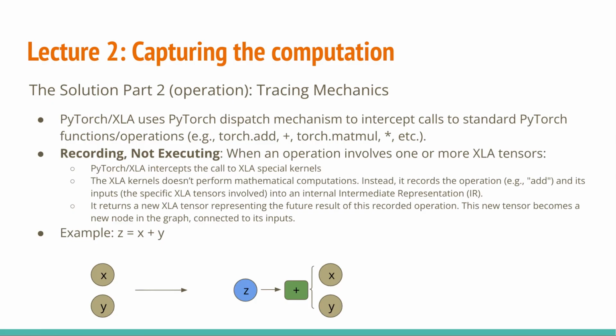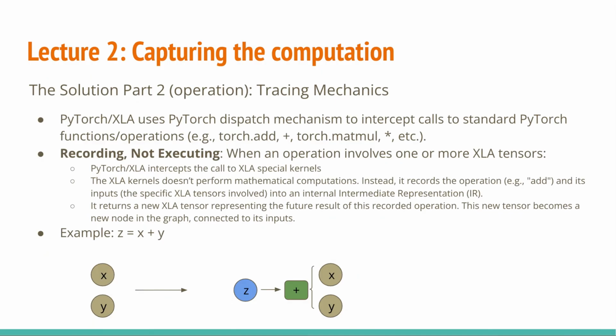PyTorch XLA will first intercept all the PyTorch operations. Instead of calling the default operation kernels, it calls XLA special kernels for that operation. XLA kernels don't perform mathematical computation. Instead, they record the operation and its input into an internal intermediate representation, the IR. Remember, the IR is the node in the computation graph. Then it returns a new XLA tensor representing the future result of the recorded operation. This new tensor becomes a new node in the graph, connected to its input.